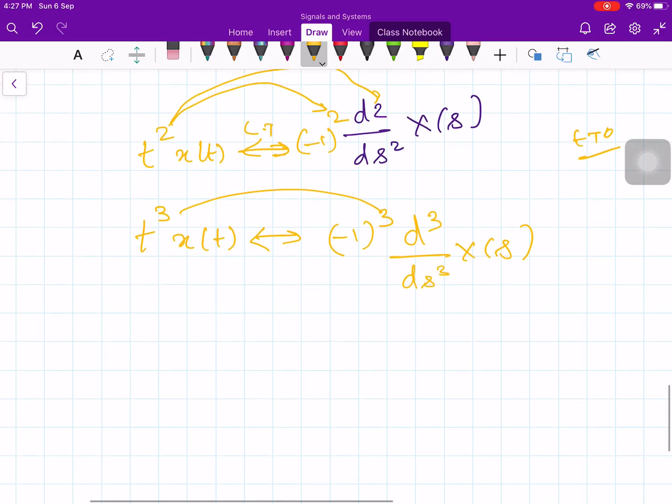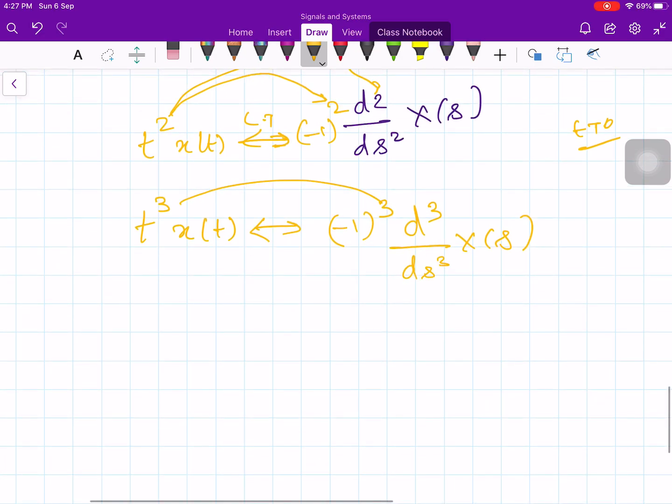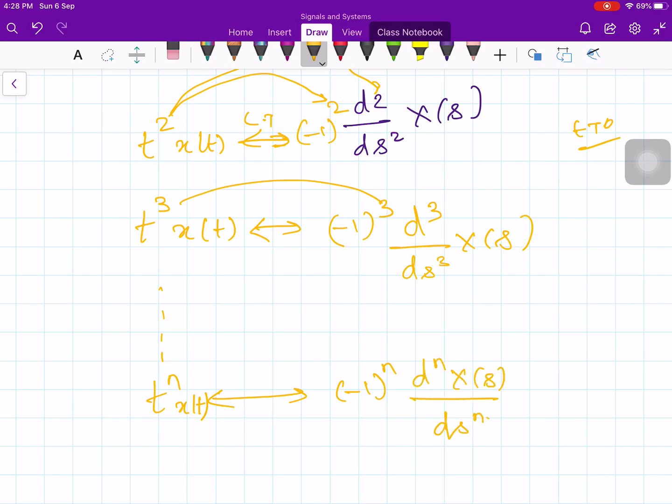Okay, now you can keep on continuing this. t to the n has Laplace transform minus 1 whole to the n times the nth derivative of x of s. That's it. So that's how it goes as we take higher and higher powers of t. Okay, the Laplace transform goes in this manner.